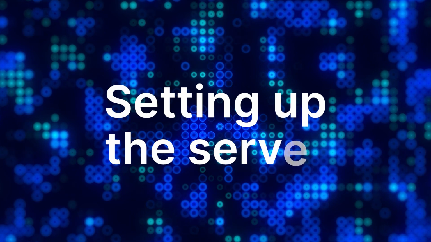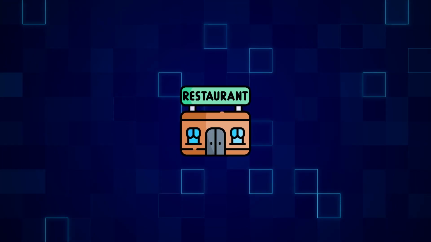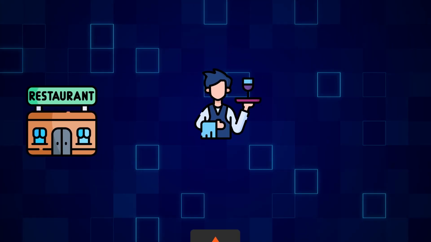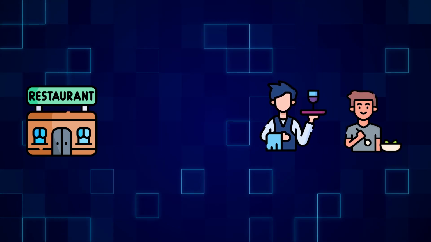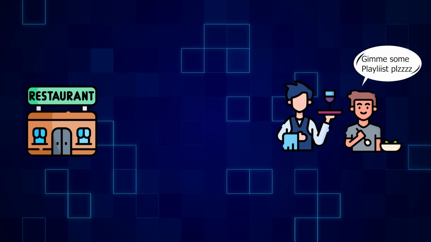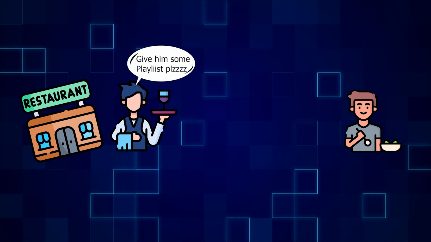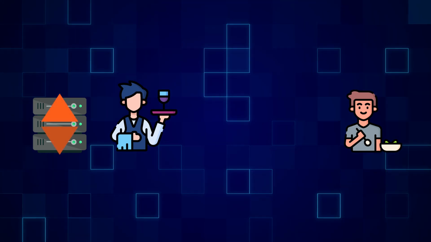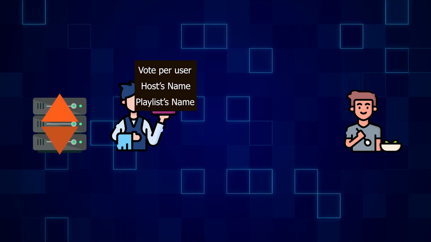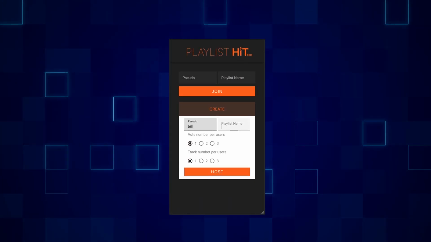We need to create the Playlist Hit server that will manage the users and playlist database. You can see the whole thing as a restaurant. The Playlist Hit app is like a waiter, making your experience enjoyable and easy, and when you order something, the waiter kindly goes to tell the chefs in the kitchen, where all the food is prepared and cooked for you. Well, you can see the chefs in the kitchen as the Playlist Hit server, and the food like the users and playlist data.